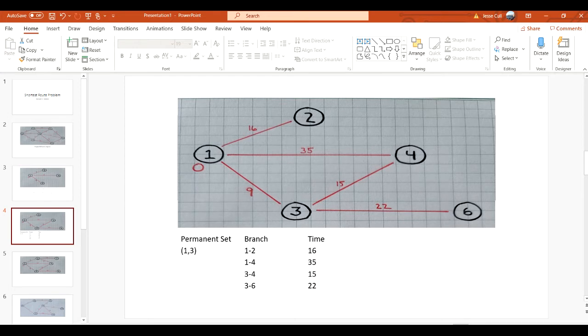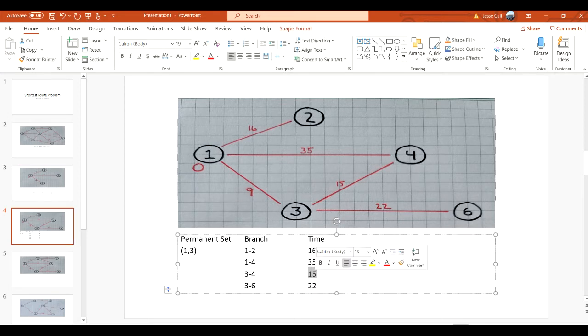Oh, my mistake. I made two small mistakes here. Sorry, everyone. What is the time from 3 to 3-4? It says 15 here, but we also have to include this 9. So it's 9 plus 15, and the answer is 24. 3-6 is 9 plus 22 is 31.